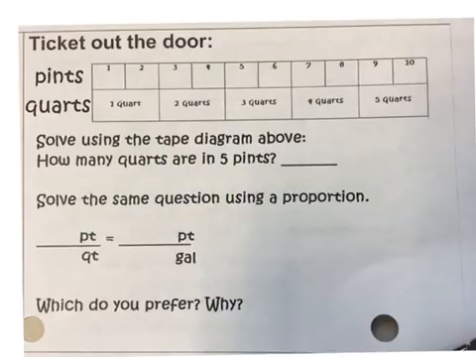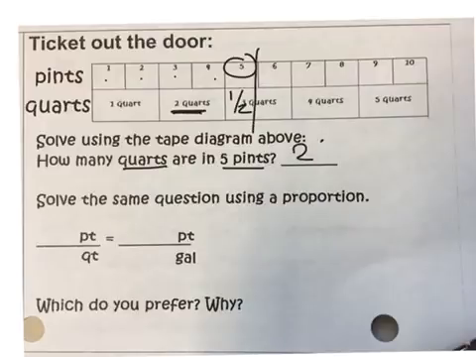Go ahead and complete the ticket out the door, hit pause, and when you're done, check it by hitting play. It says, how many quarts are there in 5 pints? So I'm going to go to the top and I'm going to count 1, 2, 3, 4, 5. So how many quarts are there? There's 2 whole quarts plus a half. So it's 2.5 quarts. You can also solve this same problem using a proportion.